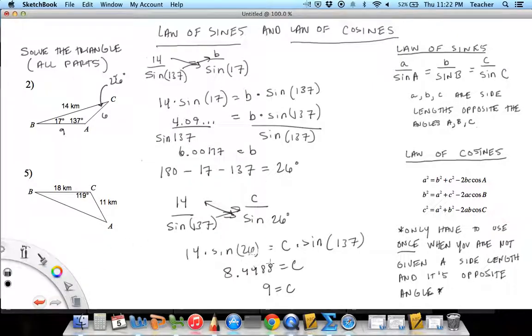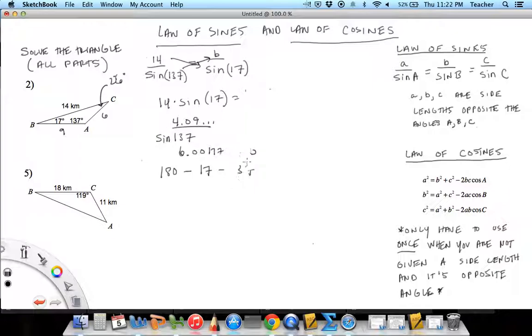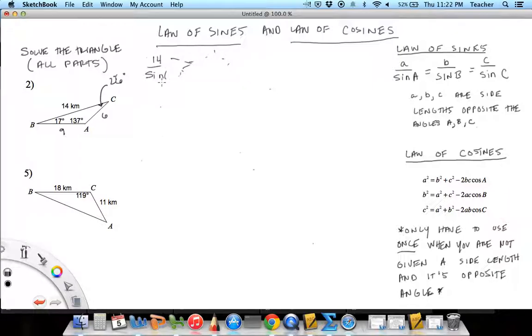All right, so now let's talk about a situation where you're not necessarily given a side length and its opposite angle. Like I said right below the law of cosines, you only have to use the law of cosines once, because once you use it once, you have a side length and its opposite angle, and you can just start using the law of sines. I'm going to do this rather quickly, but pay close attention, because the biggest problem people have with the law of cosines is this little negative sign right there.